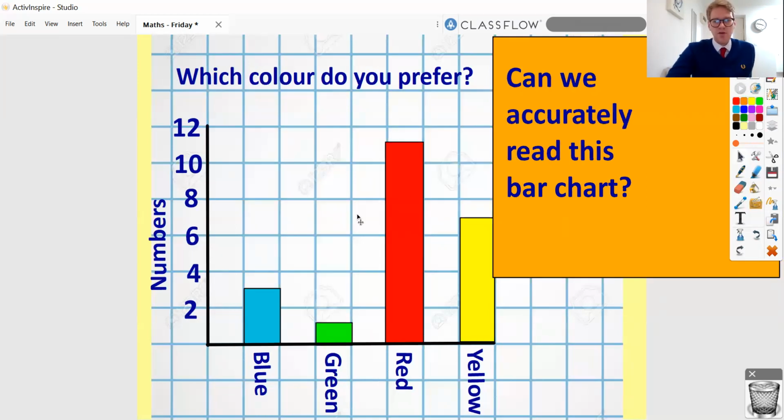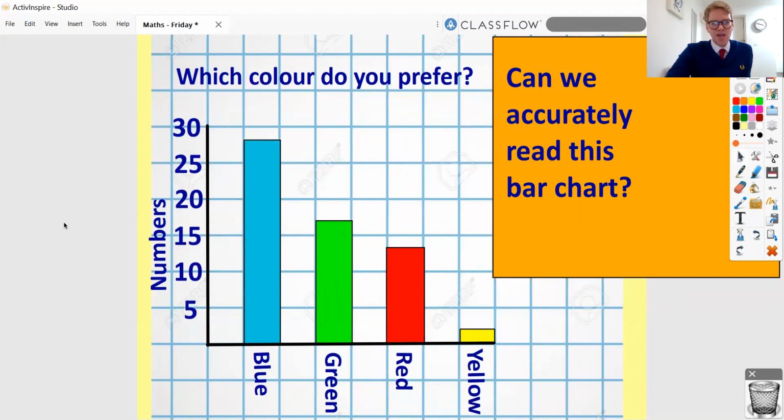Now, even if on some of these it means we actually end up in between the lines, we can still read it. So let's look at this blue one, for example. That falls between 2 and 4. So we know it's more than 2, but not yet reaching 4. So what's that blue one showing? It's 3, isn't it? What have we got for these other ones? Say them out loud. Green is, that's right, 1. Red is 11. And yellow here is 7. Fantastic.